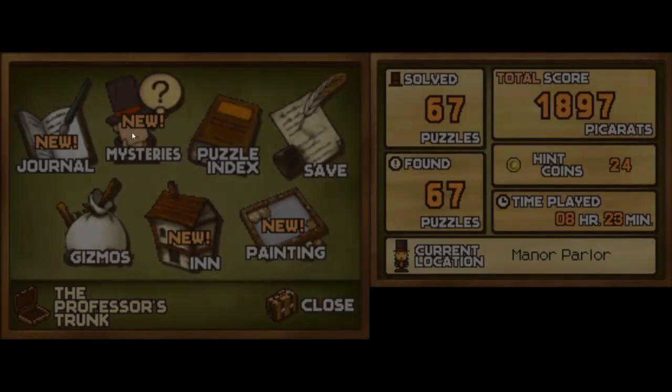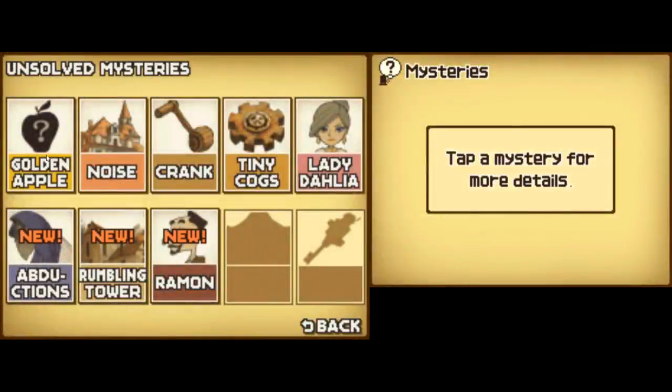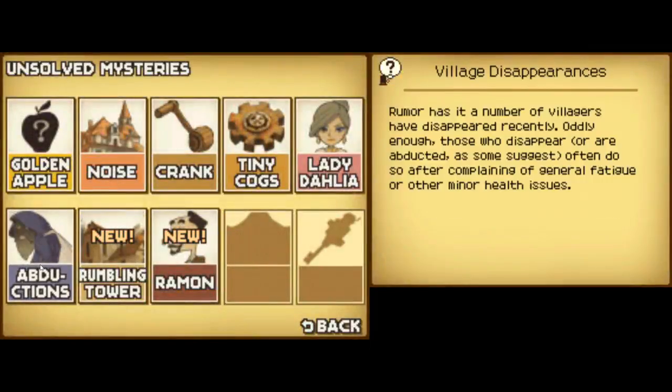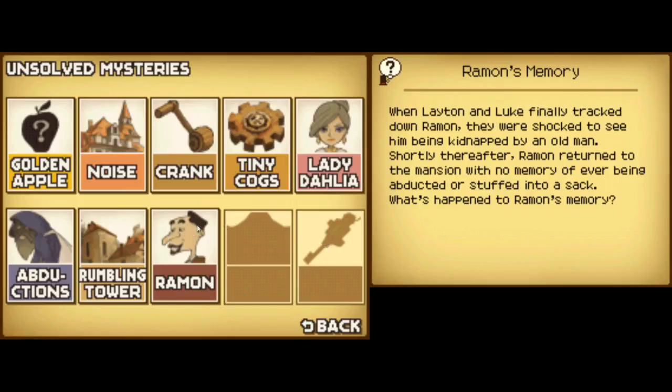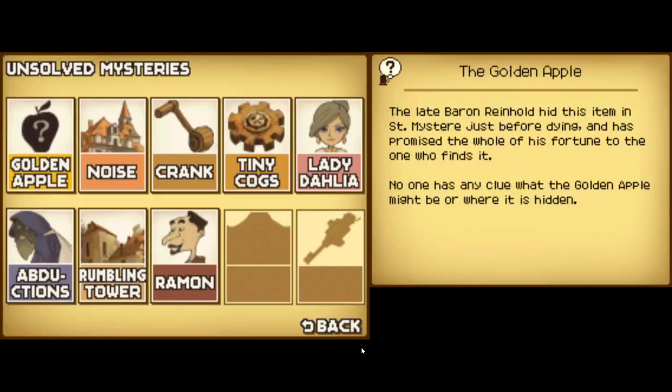So we have a lot of mysteries around here. For example, the abductions, the rumbling tower, and of course Raymond. But we still have 2 more mysteries to figure out. And not only that, the golden apple here.